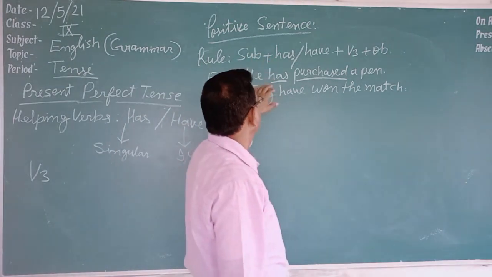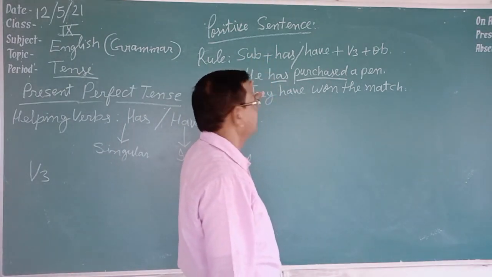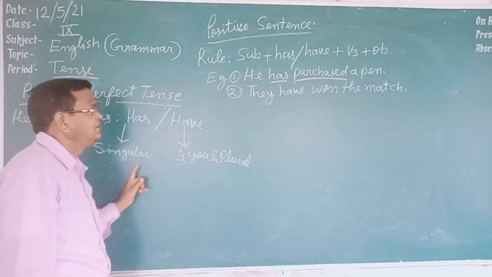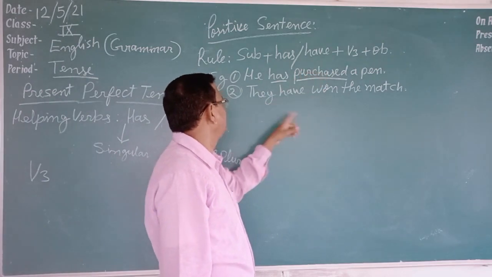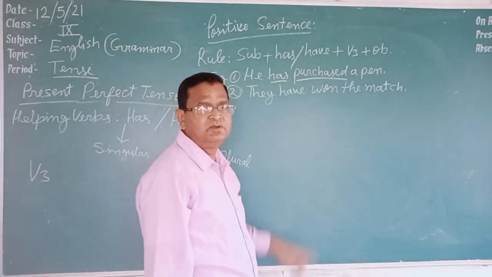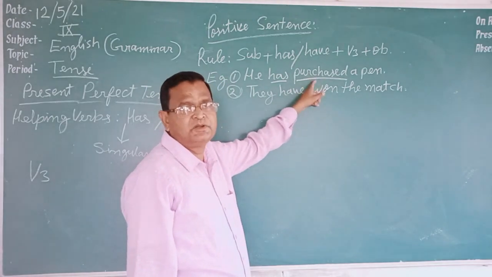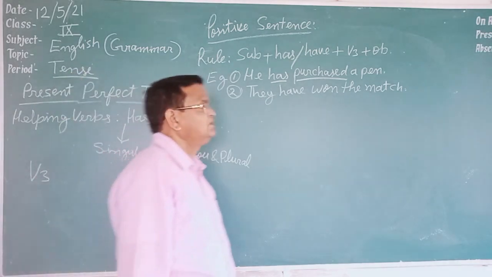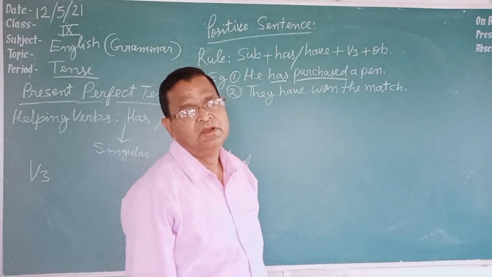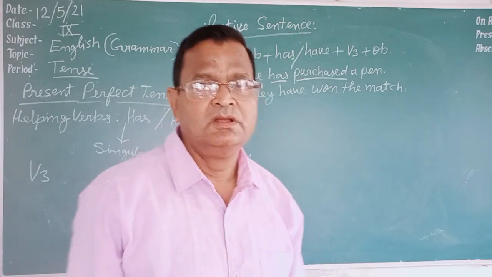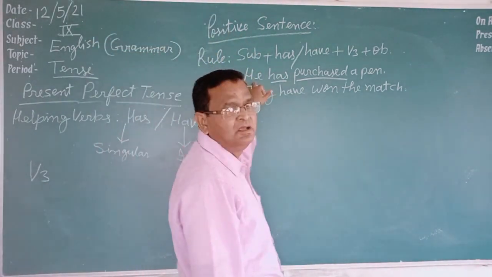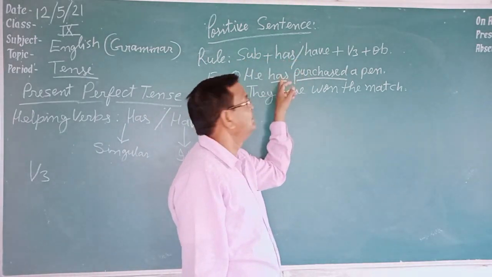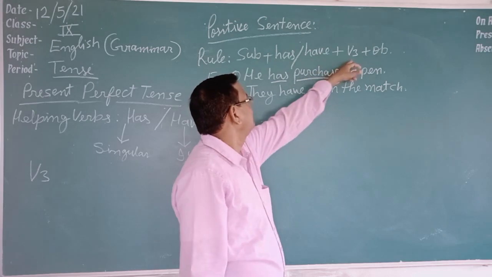It is a positive sentence, and for the subject he, has has been used. Just here also, has is used for a singular subject and have is used for a plural subject like they. The verb third form is the main verb, purchased, V3. So it is present perfect tense positive sentence. In present perfect tense positive sentence, the subject is written first, just like he. Then according to the subject, has. Then the third form, purchased.